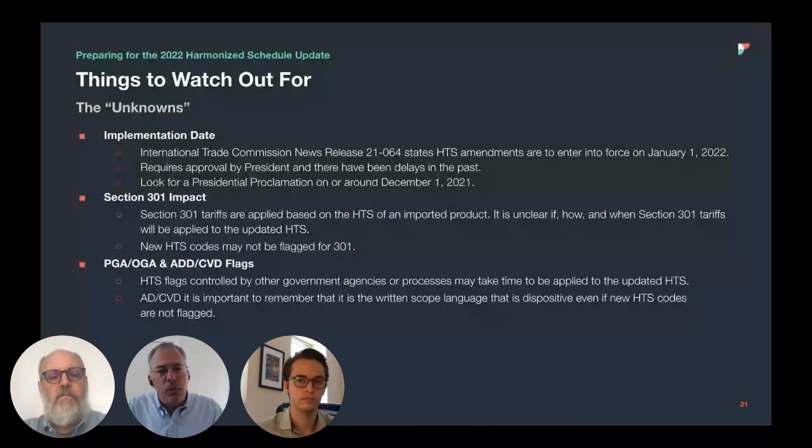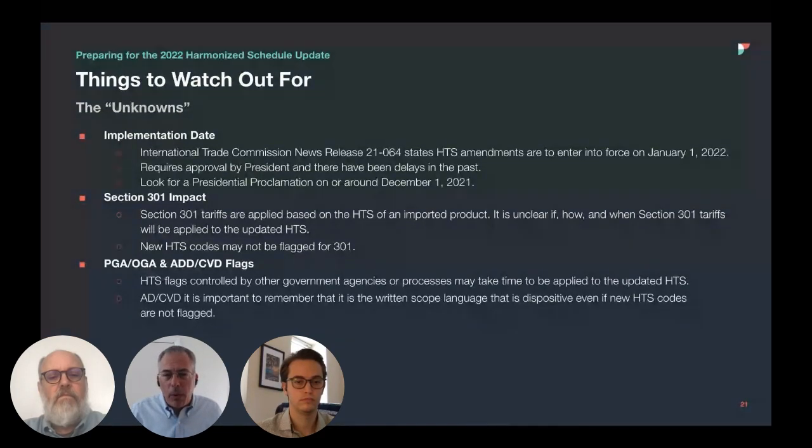So that could cause some issues with respect to OGA, PGA enforcement. With anti-dumping and countervailing duties, a similar instance could occur, similar to the 301 tariffs, where collection of duties is based on flagging of the HTS code for AD/CVD, and some HTS codes may not be flagged right away in January for AD/CVD cases.